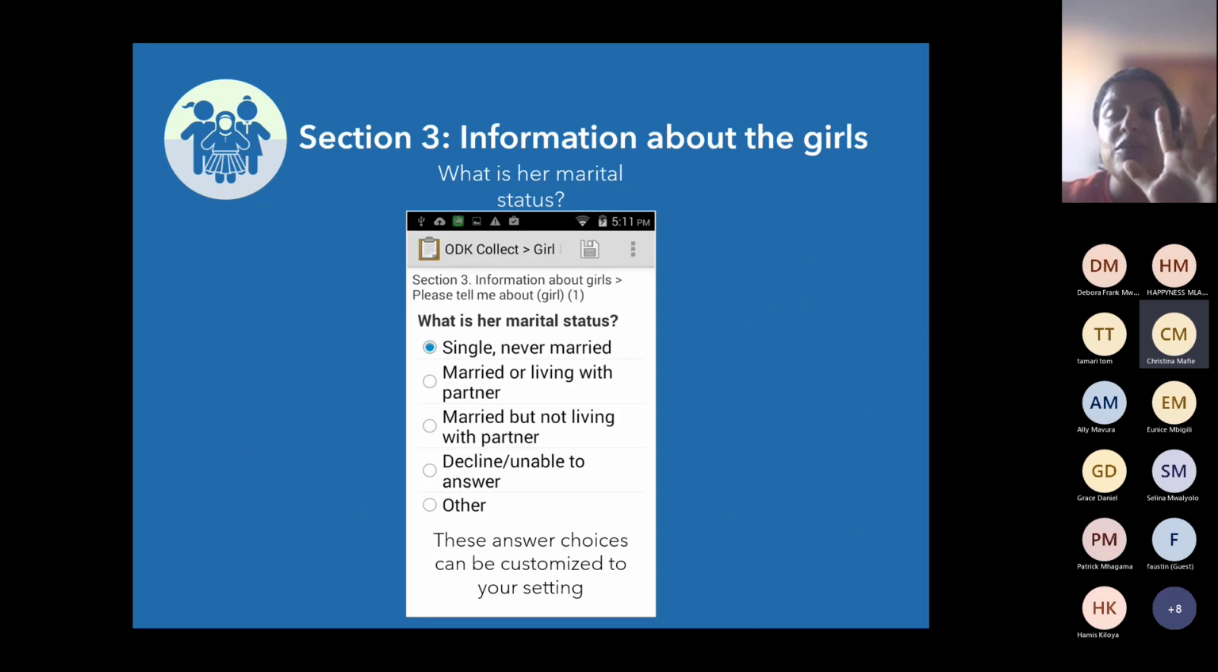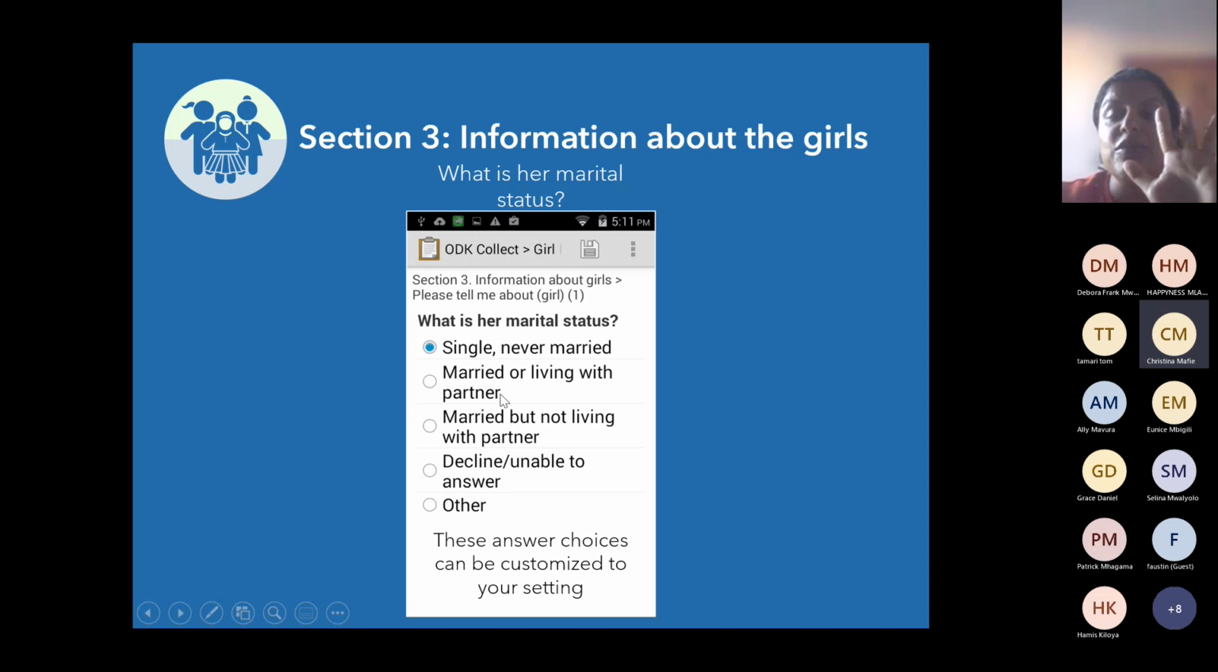So to your question that you just brought up, what is her marital status? We do ask about cohabitating, and these answer choices can be customized if you want. But our standard questionnaire says, what is her marital status? Single, never married, married or living with a partner, married but not living with that partner, declined or unable to answer, and normally other, but we can include divorced, for example, as a choice. This is the standard answer choices, but again, it can be customized.